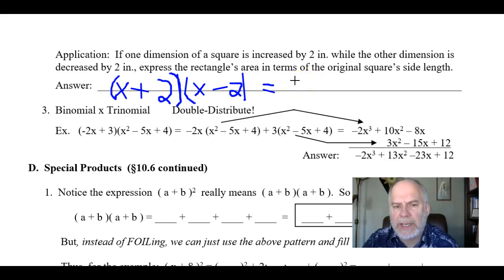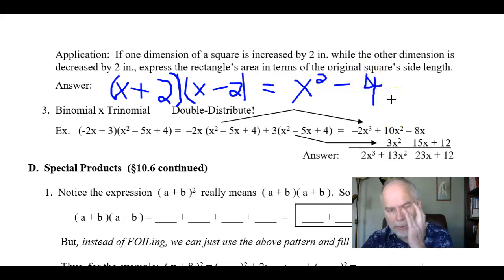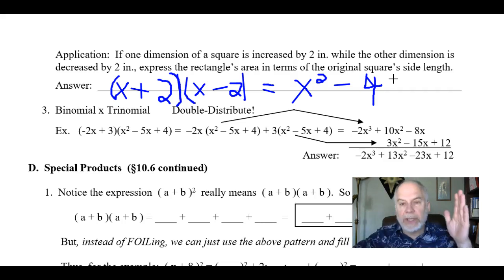So the answer you should get is x squared minus 4. Because when you FOIL it, the middle terms, which are negative 2x and positive 2x, will add up to 0, and so they'll disappear. And so you just are left with x squared minus 4. Now what that means is no matter what size original square you start with, they could be 1,000,000 inches by 1,000,000 inches.